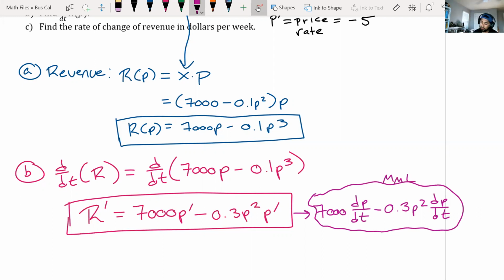I have a question before we move on, just real quick. On the negative 0.3 P squared, do we always have to add on the P prime when we're doing the derivative of it? Yeah, because it's always implicit, so we're always going to need that P prime. Okay.